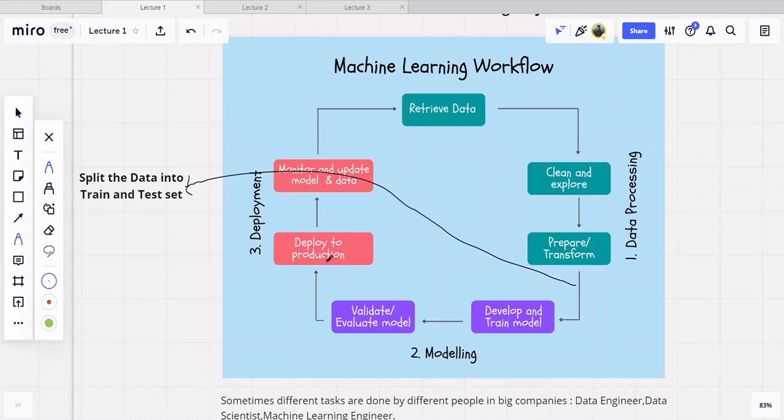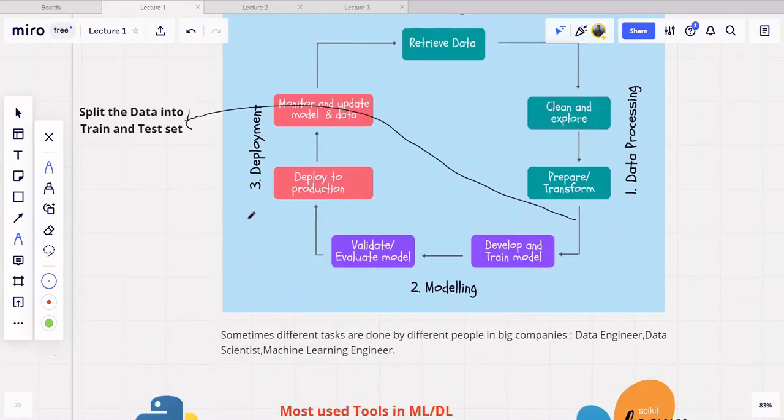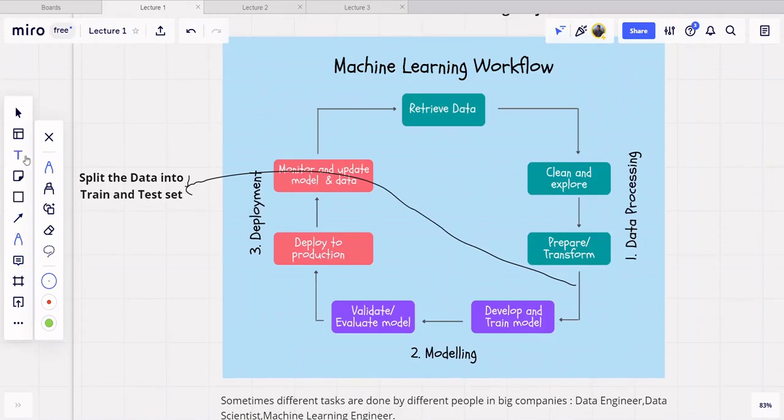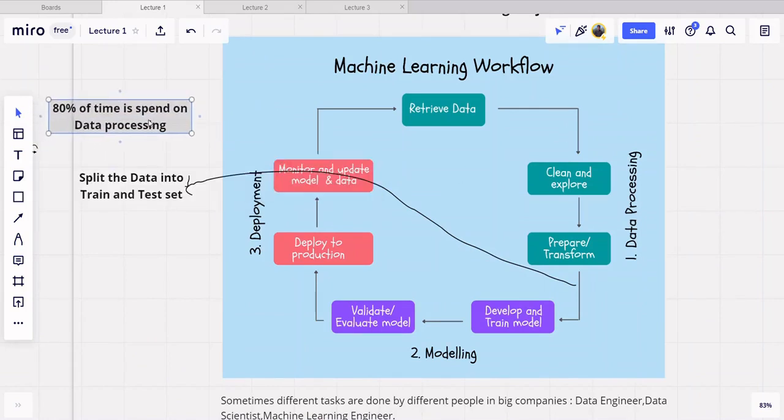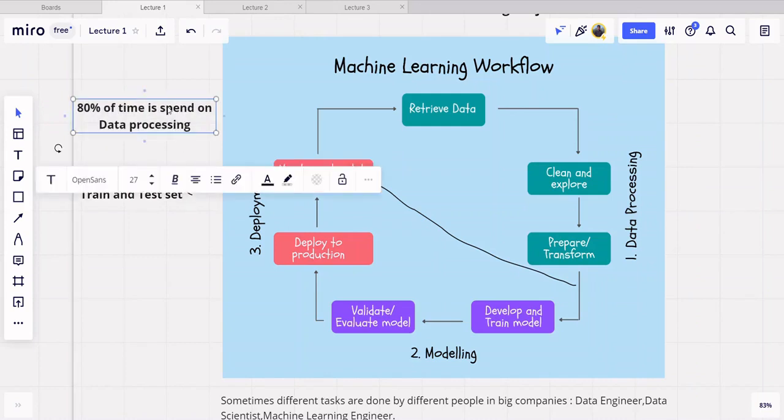The most important thing is that almost 80% of the time is spent on data processing. Don't worry if you don't get it right now. I will be discussing this in depth in our next video. 80% of our time is spent on data processing, and it is pretty obvious, because data is very important. It plays a major role in how our model will be trained.